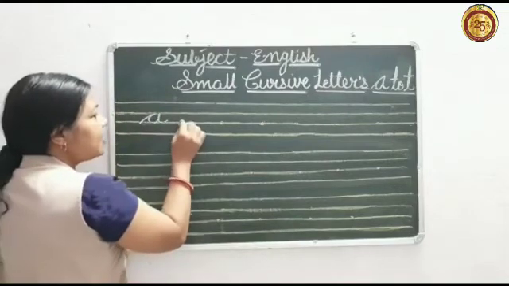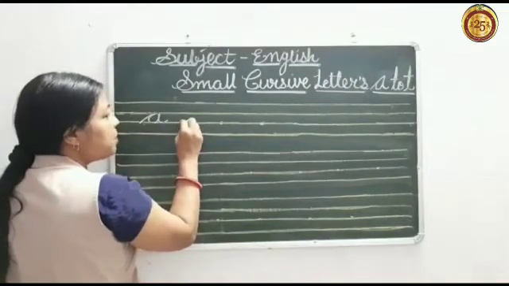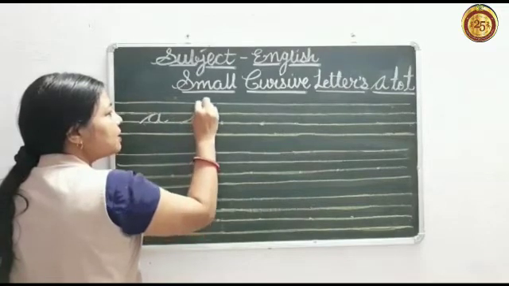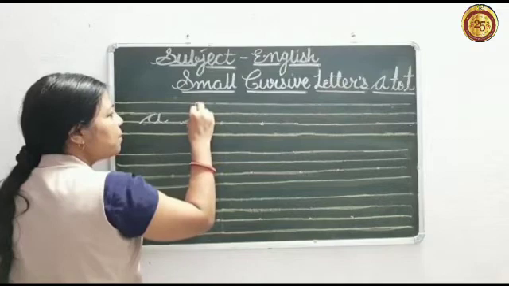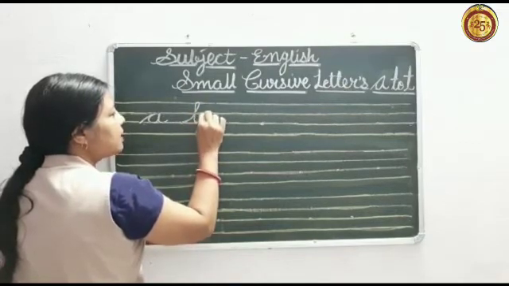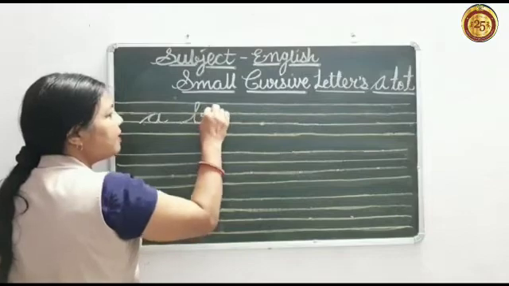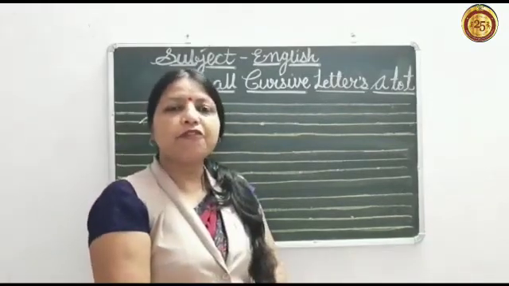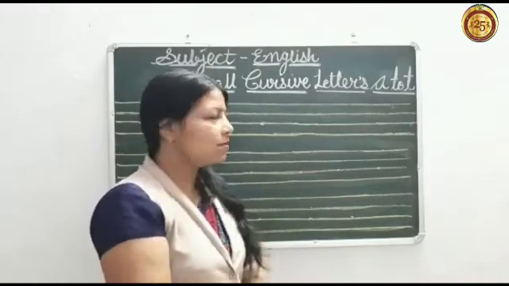Now we will write here small cursive letter B. Put your pencil here on second blue line, take it upward, touch the red line, bring it down. Touch the second blue line, take it upward, touch the first blue line and turn it like this. This is small cursive letter B. B for ball, B for balloon.